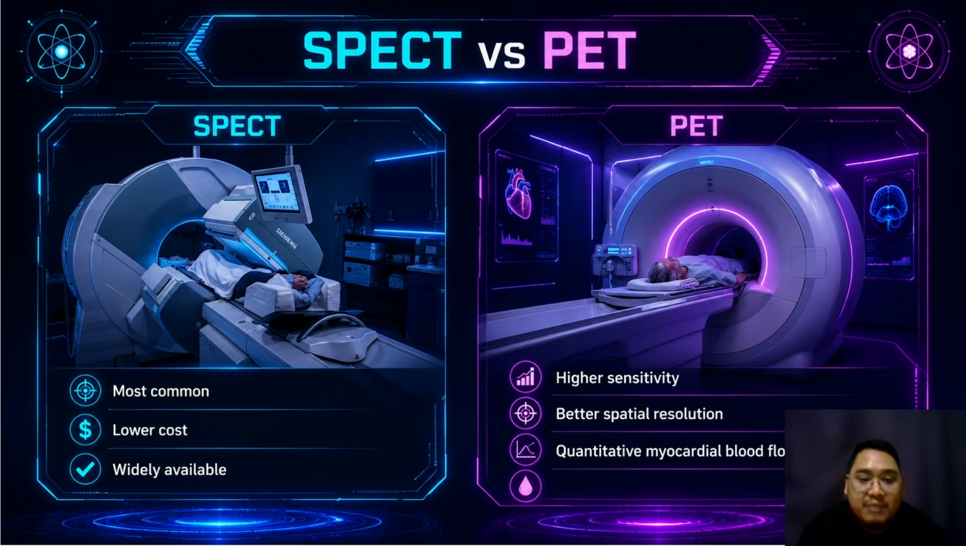SPECT versus PET. SPECT is the most commonly used modality for MPI because it is widely available and relatively inexpensive, while PET offers higher sensitivity, improved spatial resolution, and quantitative assessment of myocardial blood flow. However, PET-CT is generally more expensive and less widely available compared to SPECT.